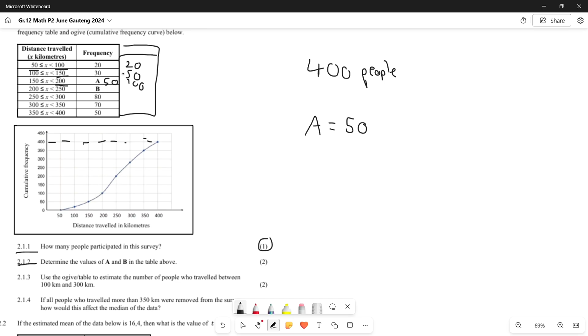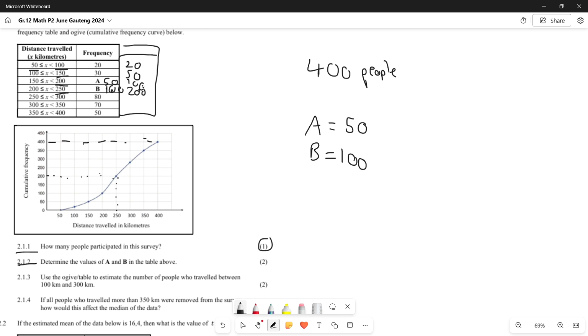And then B, we're going to do the exact same thing. Over here, we're at 250. We need to figure out how much was added from the previous point to make the cumulative frequency here 200, which means we were at 100. To get from 100 to 200, we'd have to add 100. So our cumulative frequency will be 200 for that rung, and we can write the answer down that B is 100.